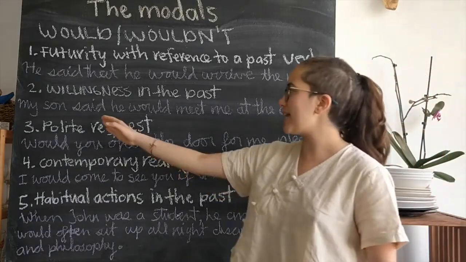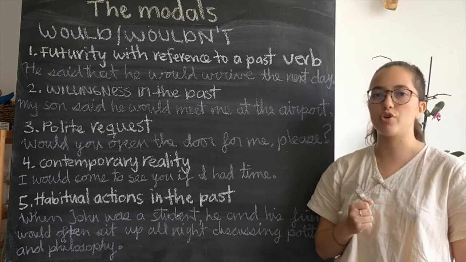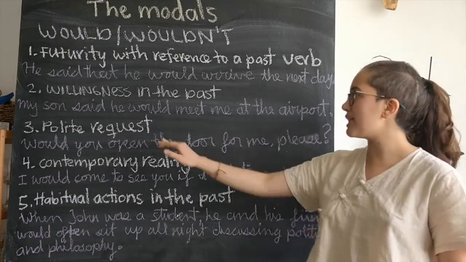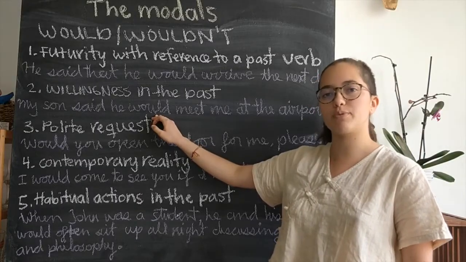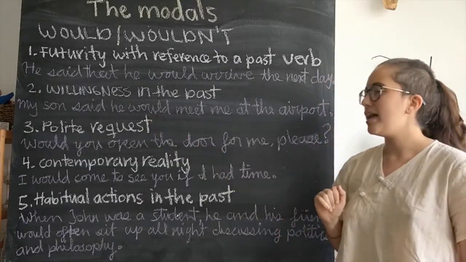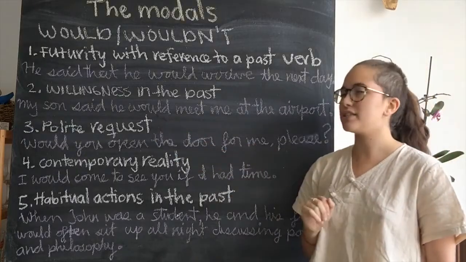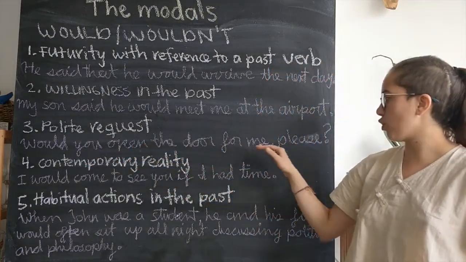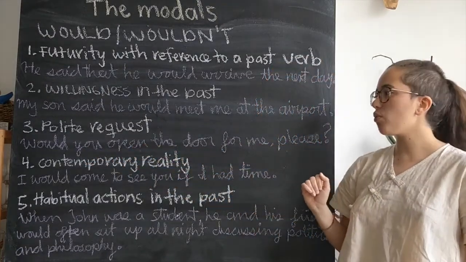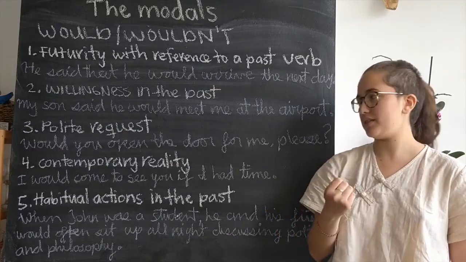Here in this sentence, it is similar to when we looked at the modal auxiliary will, except that in this case, would is used to express the past. Now the third way we can use would is with a polite request. So we can ask, would you open the door for me, please? Here we use would to ask a question about a request.